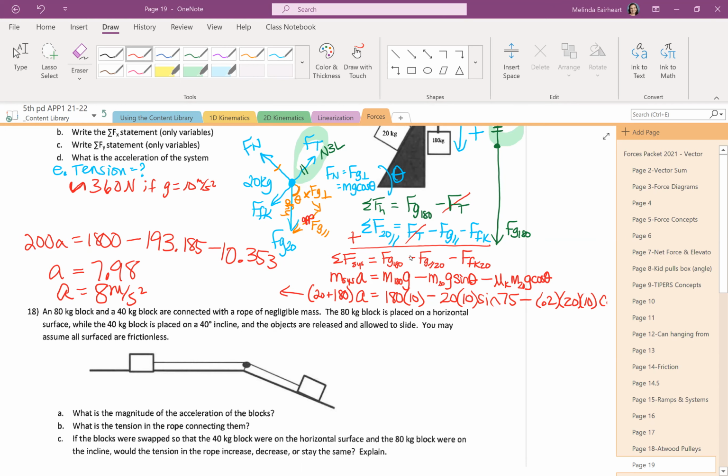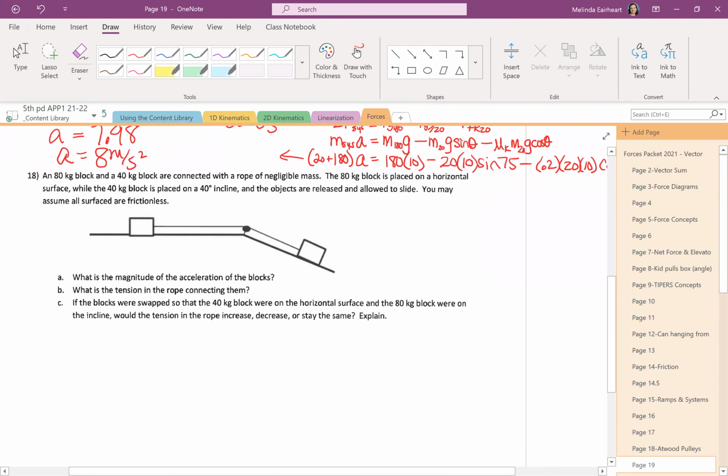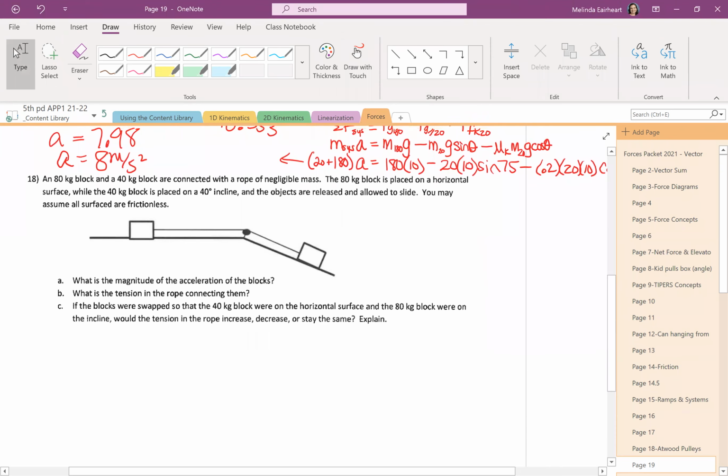Okay, so on page 19, looking at the problem down below, it says an 80 kilogram block and a 40 kilogram block are connected with a rope of negligible mass. And y'all, that's the moral of the story. Our ropes, the Twizzler that we did last time, they don't have mass unless told otherwise. And hint, hint, there is one on the NIMSY free response.